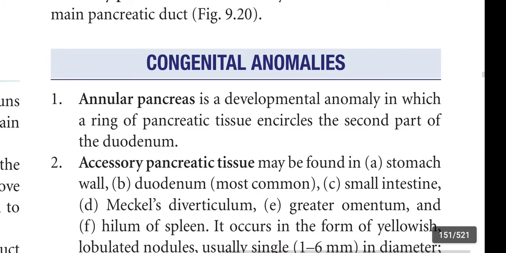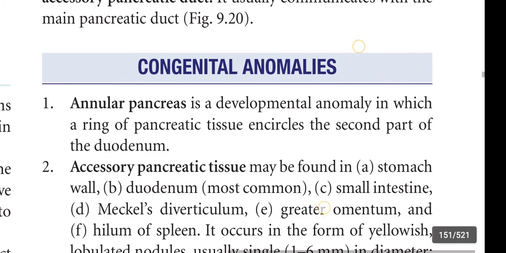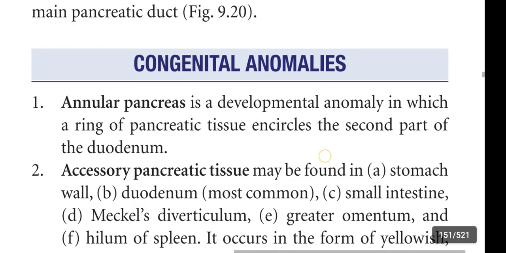Coming to the congenital anomalies. Annular pancreas is a developmental anomaly in which a ring of pancreatic tissue encircles the second part of the duodenum.